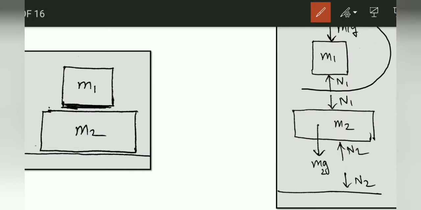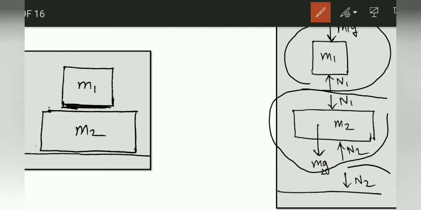So this is our first free body diagram, or the first block. This is for the second block, and this is for the ground. I hope now this is clear how we separate each and every block.